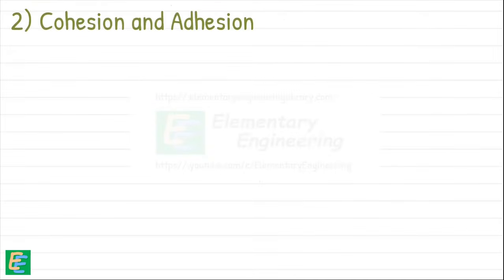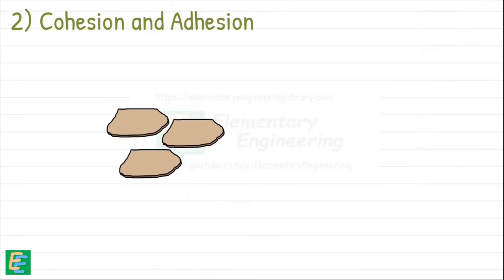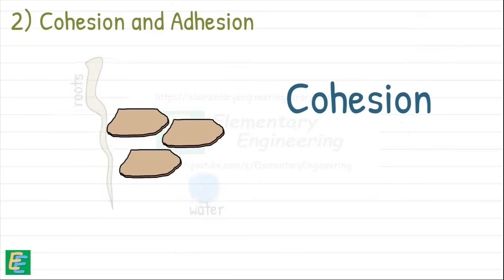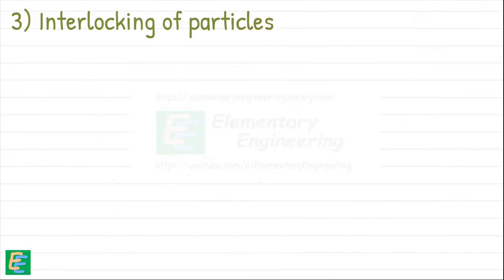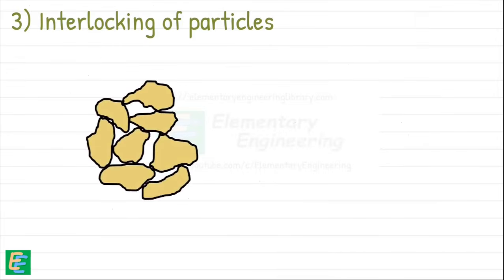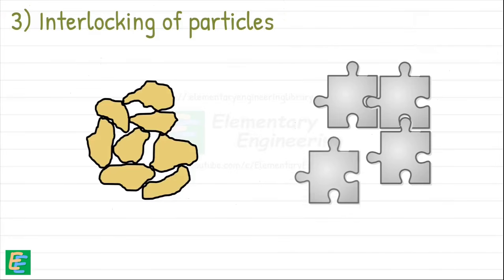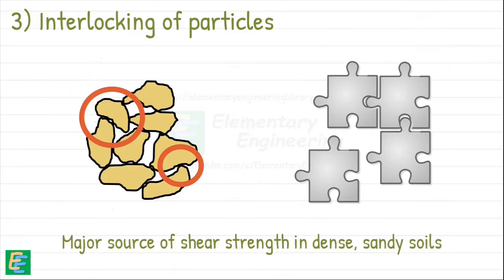Second source is cohesion and adhesion. Some soil particles, particularly clay particles, bind together, which is known as cohesion, and cling to other surfaces, which is known as adhesion. This helps soil resist shear stresses. Third source is interlocking of particles. When soil particles fit together like puzzle pieces, they create a strong structure that resists deformation. This interlocking is a major source of shear strength, especially in dense sandy soils.